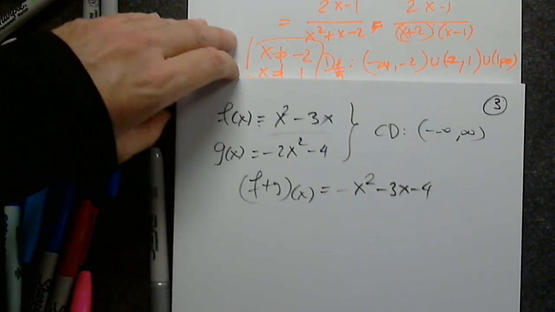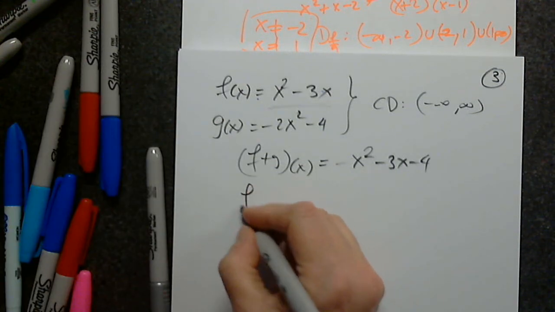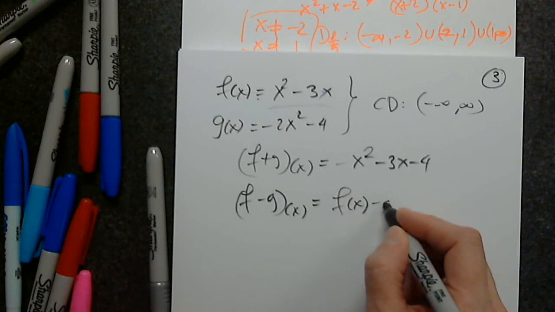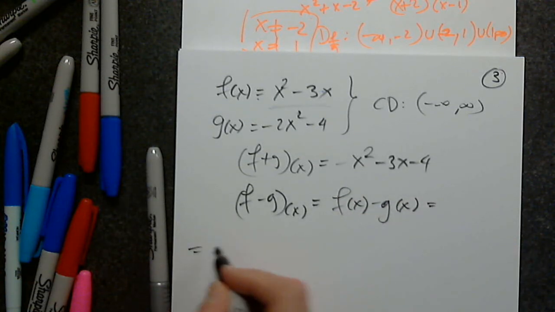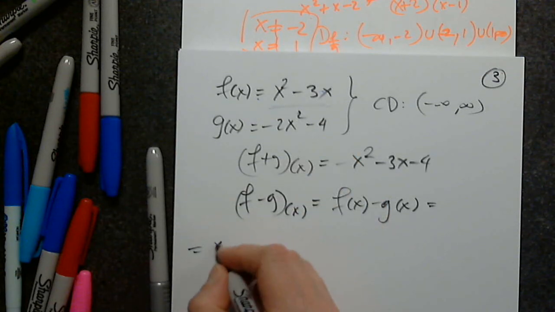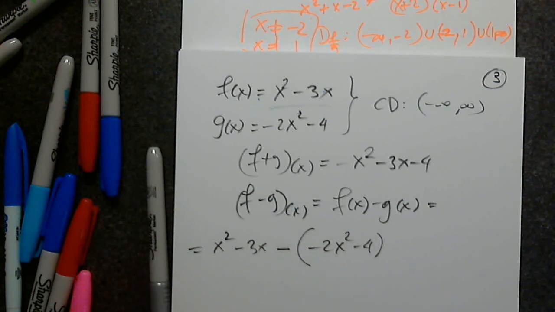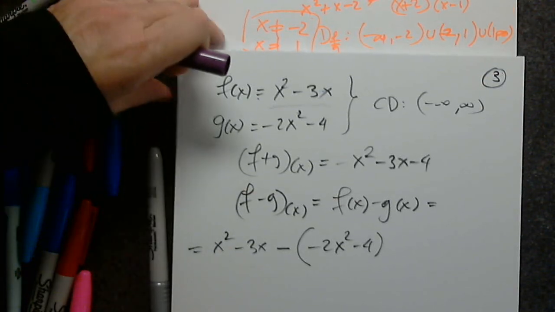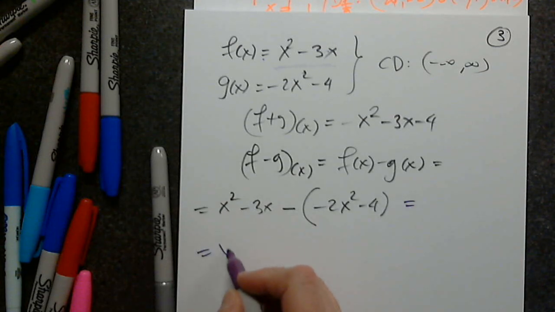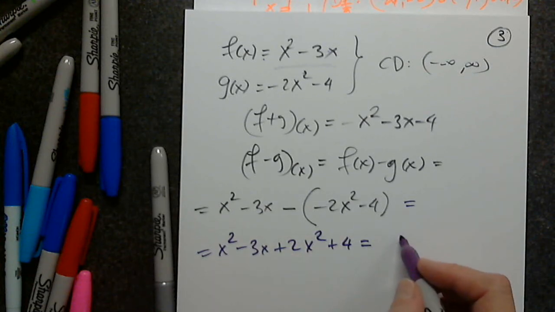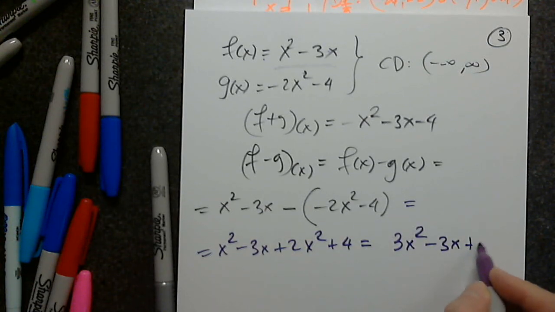Okay, now let's take a look at the difference. F minus g of x, I will write the definition first. It's f of x minus g of x. I will copy f of x, which is x squared minus 3x, but subtract in parentheses negative 2x squared minus 4. So this reminds me that I have to distribute the negative symbol, or negative 1 if you want, before I do anything else. So therefore we have x squared minus 3x plus 2x squared and plus 4. And this is 3x squared minus 3x plus 4.